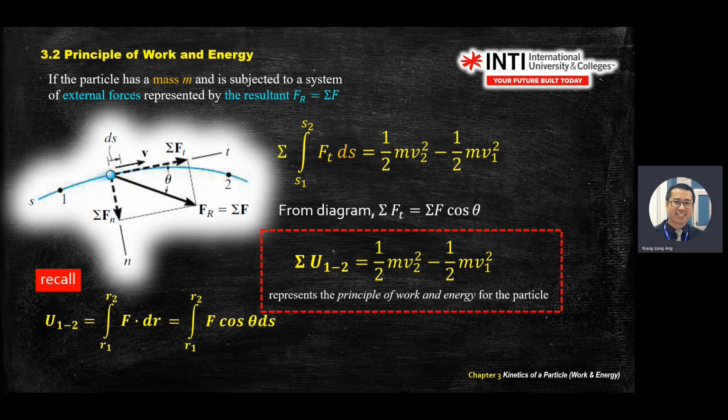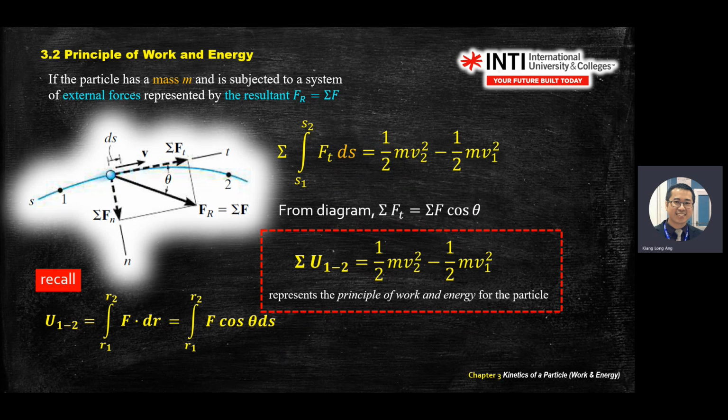If the object is moving, then it will surely have kinetic energy. So kinetic energy 2 minus kinetic energy 1. Recall, what is kinetic energy? Half mv squared.